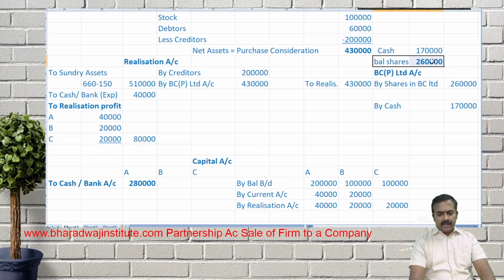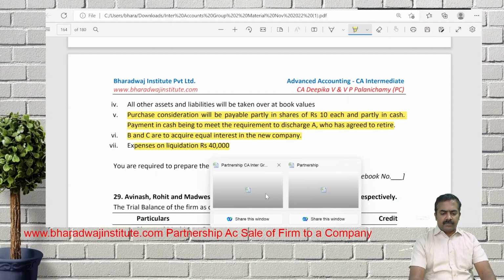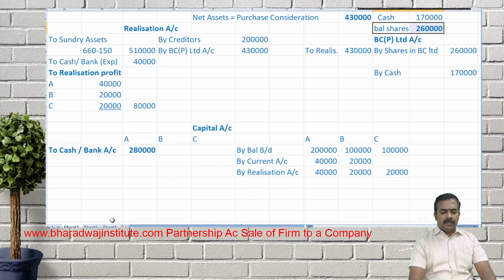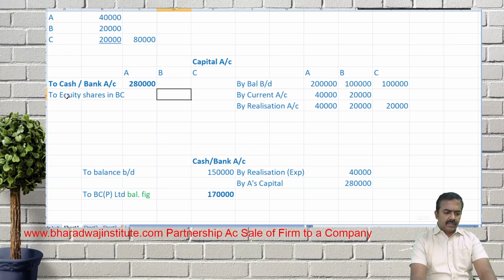Note it. Wait. How do they want to continue in the company? B and C are to acquire what? Equal interest in the new company, which means they want to become like 50-50 shareholders. So the shares will be allotted to them. To whom? B and C. To equity shares in BC Private Limited. How much? 1,30,000 and 1,30,000.